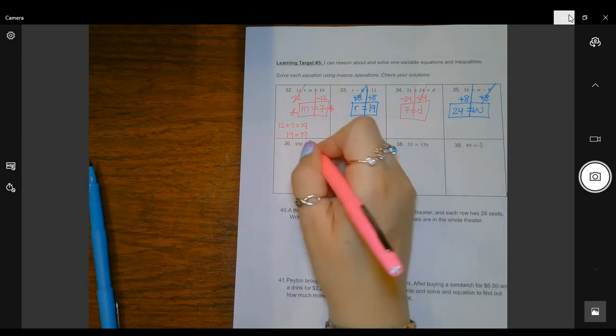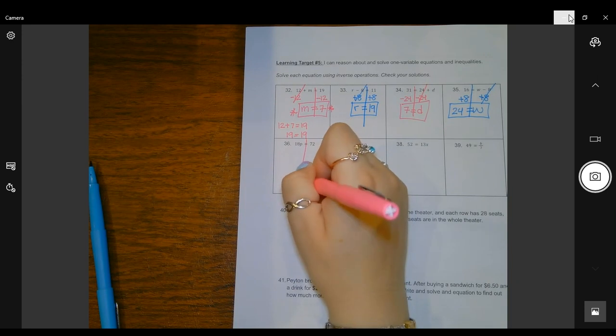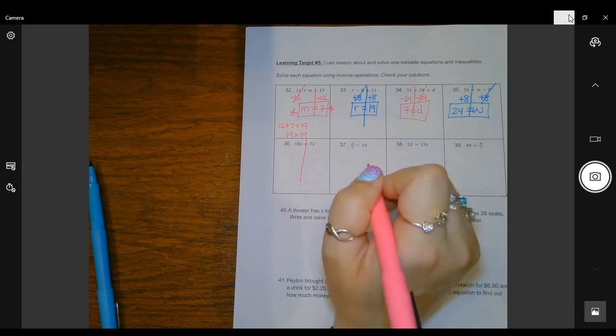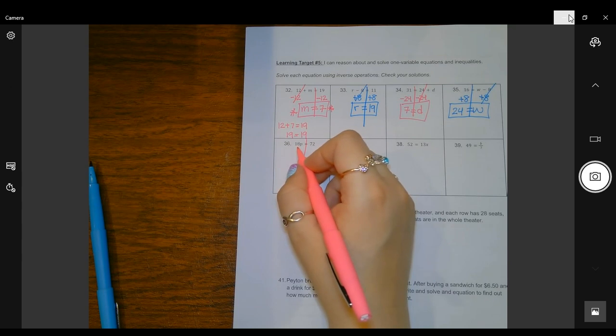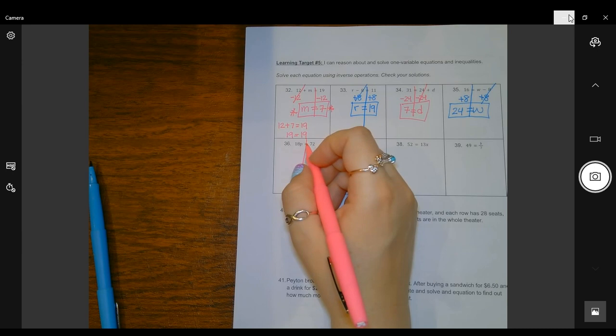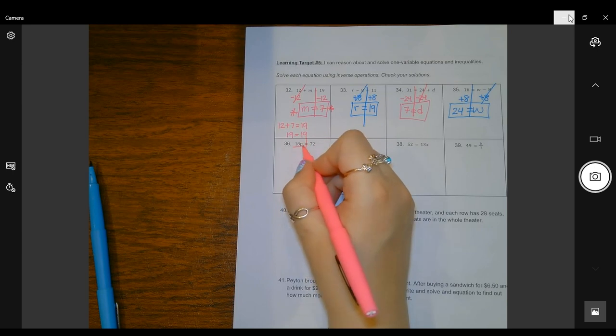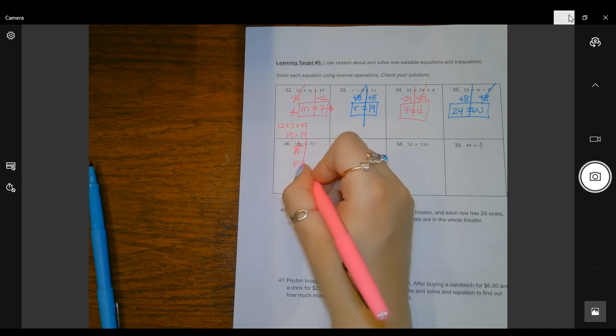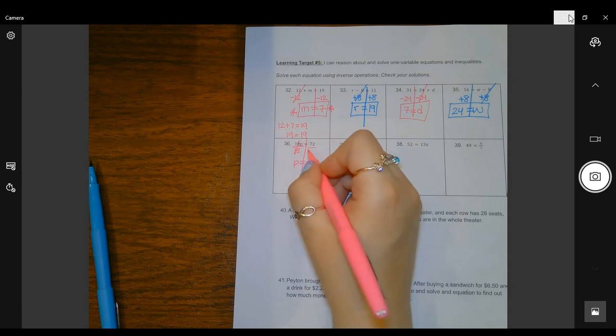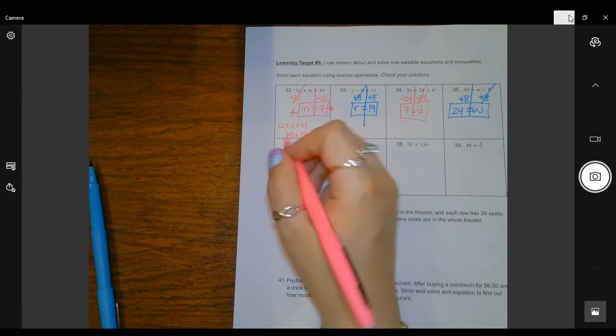let's do one more together, maybe maximum 2 more together, and then I want you to try them on your own. When you have 2 numbers touching each other, what does that mean when there's no sign between them? That means they're being multiplied. And what's the inverse of multiplying? To divide. Okay, so I'm going to divide by 18. Why? Because 18 divided by 18 is 1, and 1 times p is just p. So since I divided that side by 18, let's divide this side by 18.